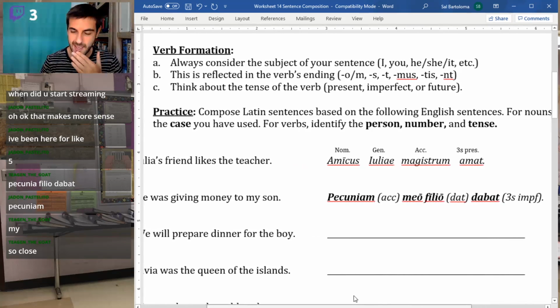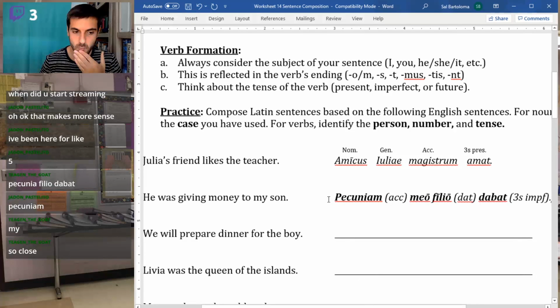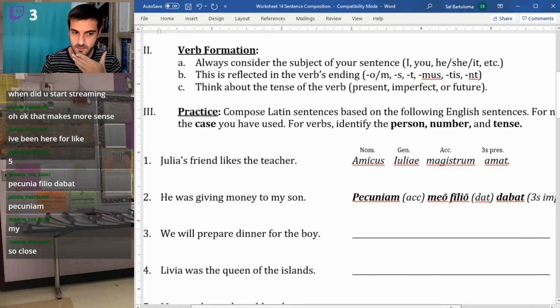Right? And it makes sense that you would do it because it's the first word of the sentence. You're thinking it's probably, you know, but these things happen. That's why we practice. We will prepare dinner for the boy. We will prepare dinner for the boy.